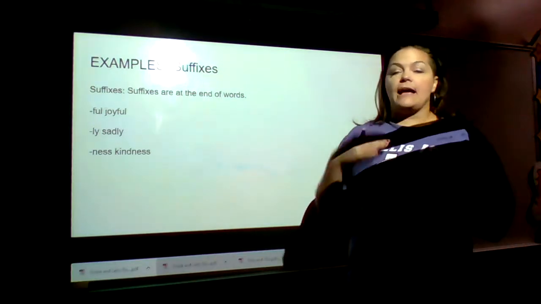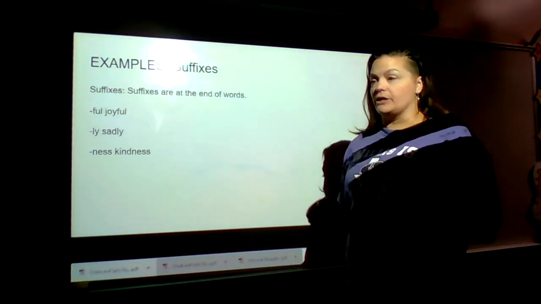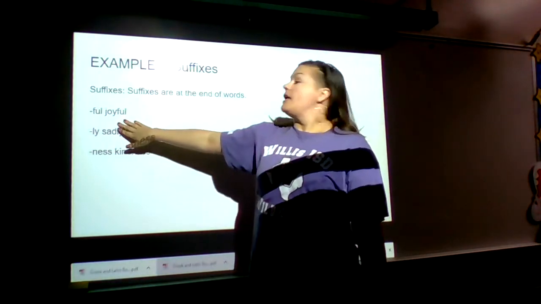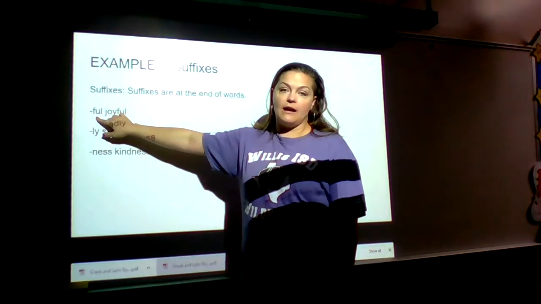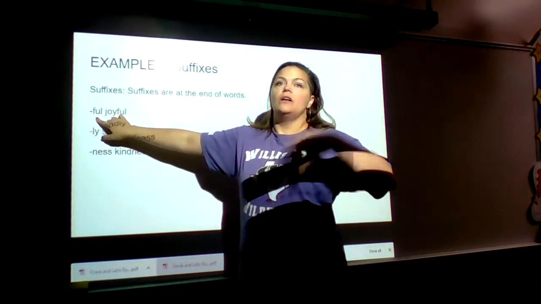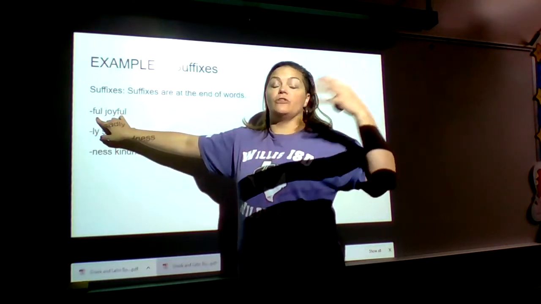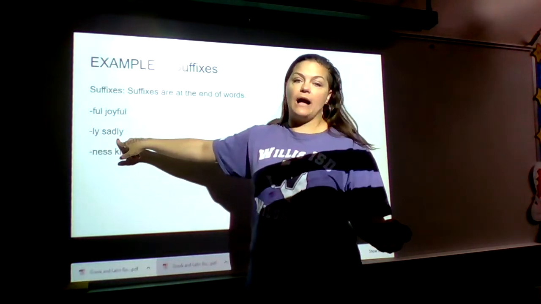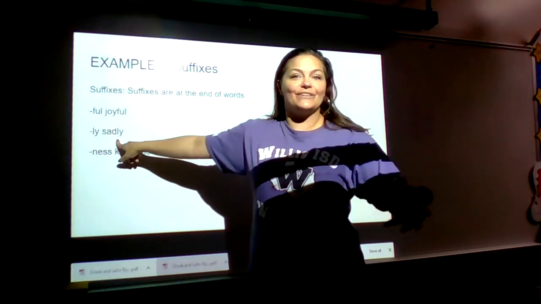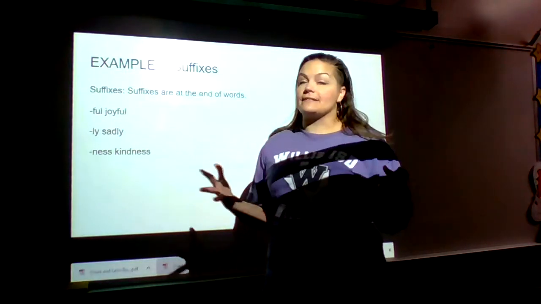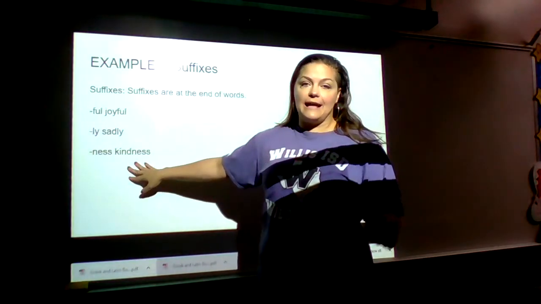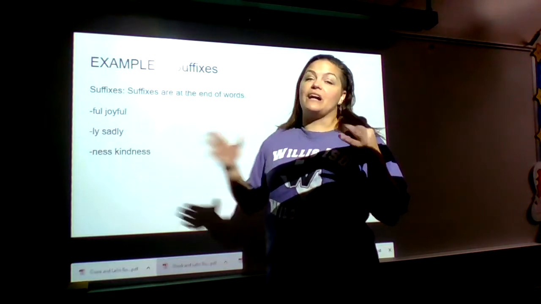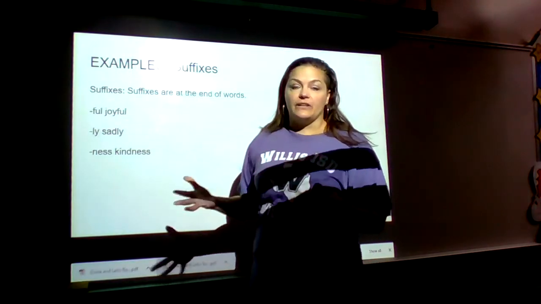A suffix, as I mentioned, is added at the end of a root word. So here are some examples. Joyful, FUL, added to the end means full of. So joy, happiness, to be full of is joyful. Okay. Then you have sadly. LY at the end typically changes it into an adverb, which means a way that something is behaving. Kindness, the NESS at the end is your suffix. Changes the word from kind to kindness, which is something that you're demonstrating or showing.